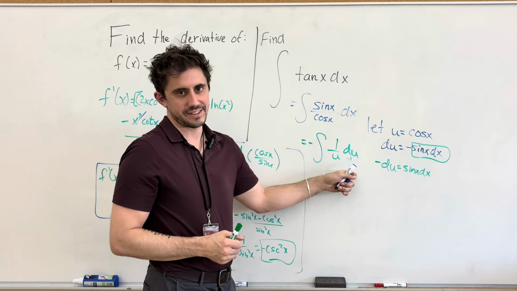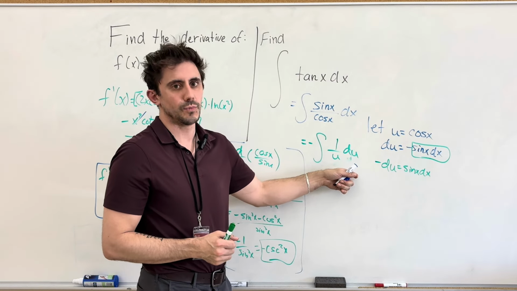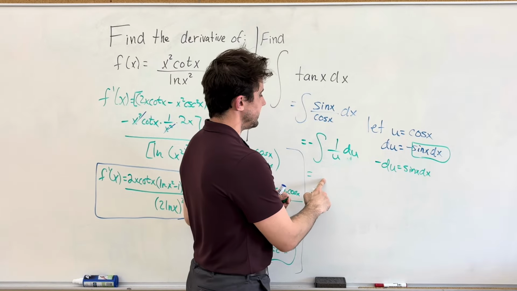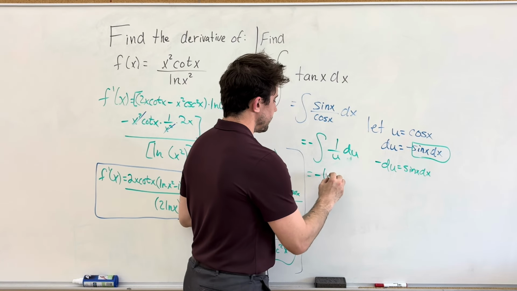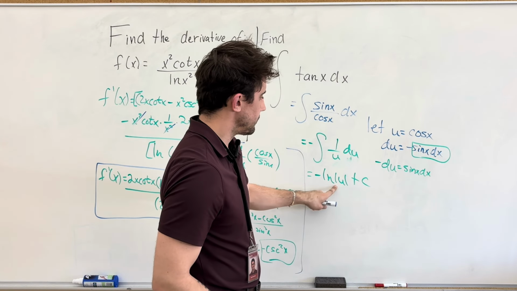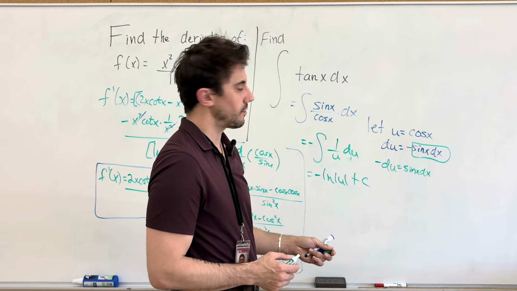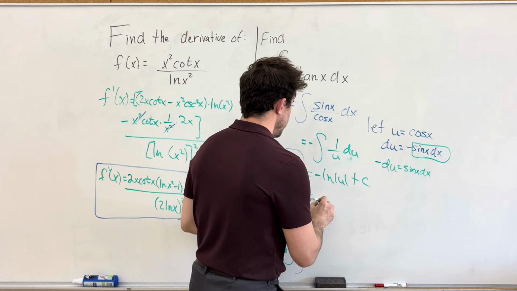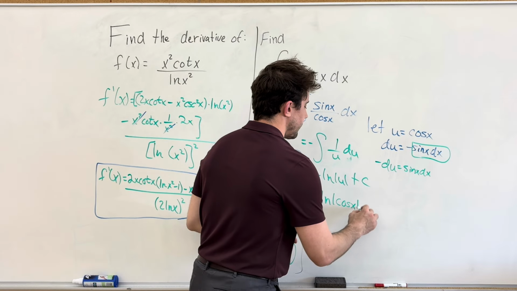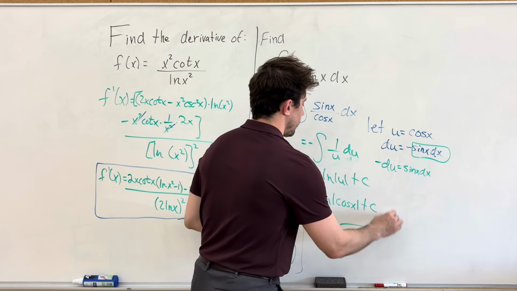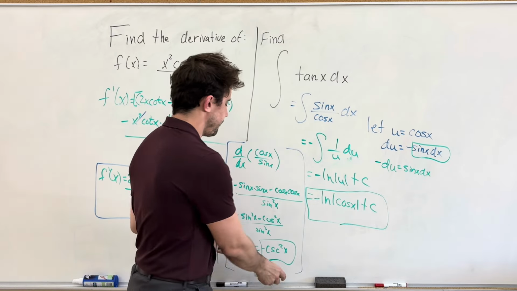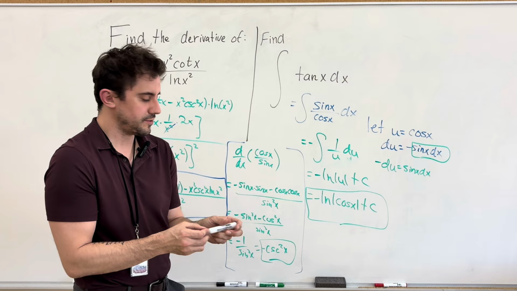And now this is likely an integral that you're at least somewhat familiar with. That's going to be the ln of u. And so evaluating that indefinite integral, we're going to have the negative ln of the absolute value of u plus c. And let's resubstitute back in our original variable x. And so we'll have the negative ln of the absolute value of cos of x plus our integrating constant c. And we're done.